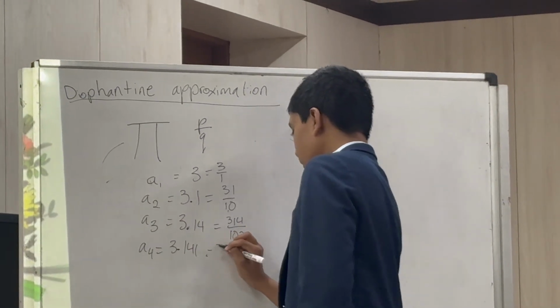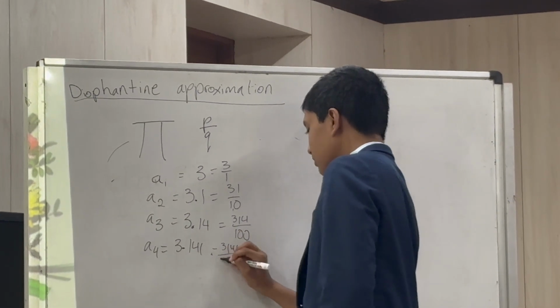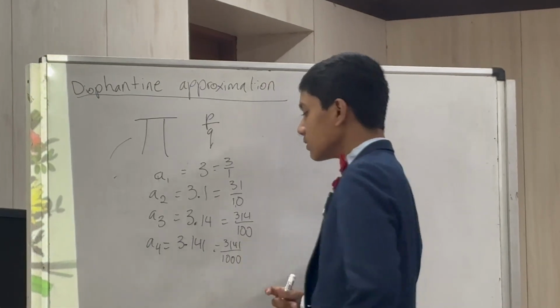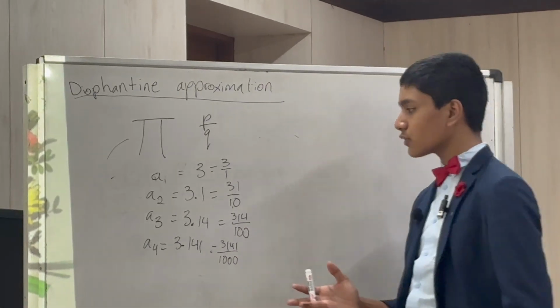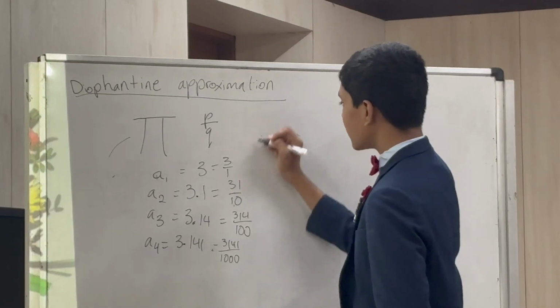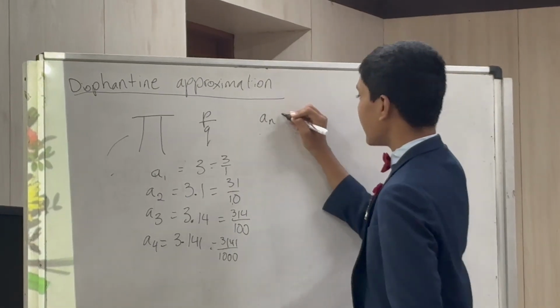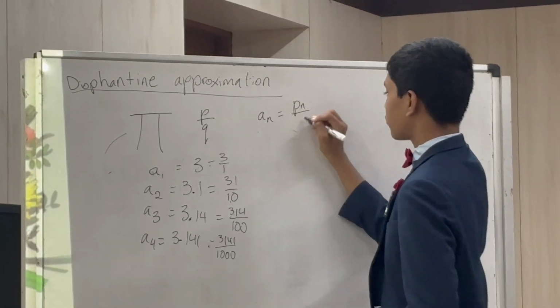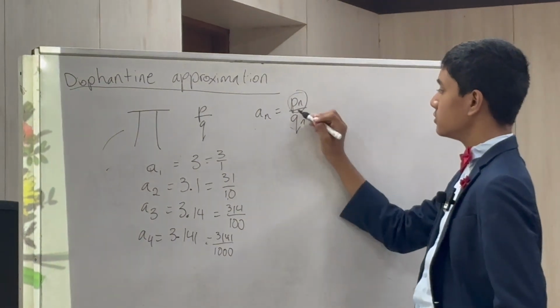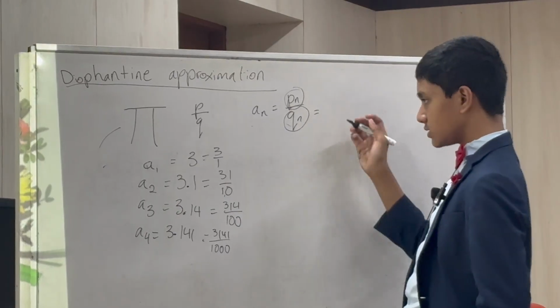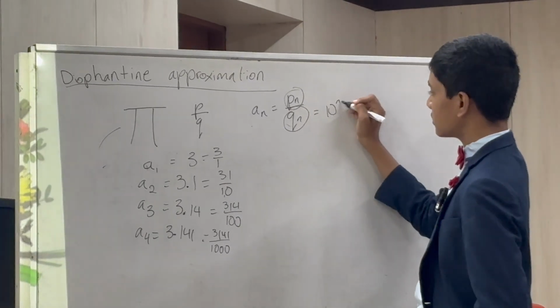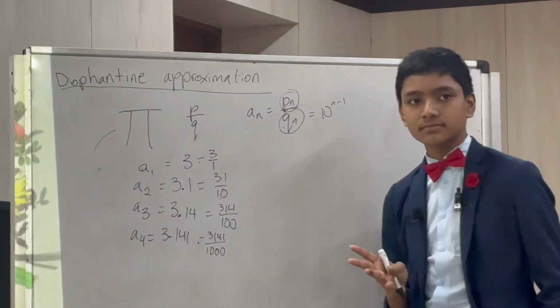141, 3141/1000. So as you'll see, the general pattern here is that if we write a_n, because a is a rational approximation, as the ratio of two numbers, the denominator is always going to take the form 10 to the n minus 1.